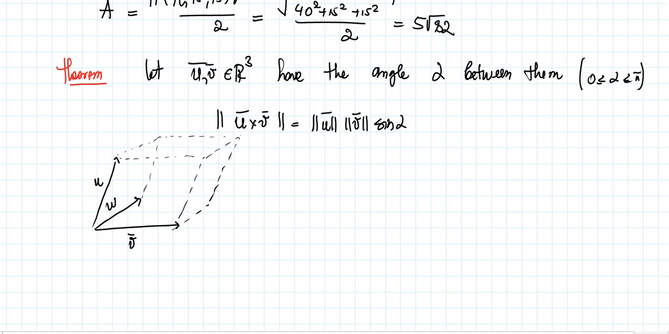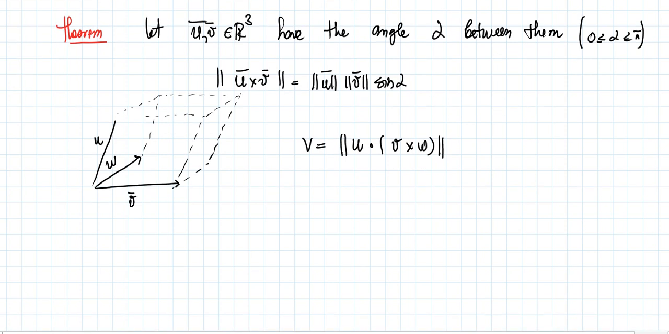So if the parallelepiped is given with the 3 vectors u, v, and omega, then its volume can be found using vector operations. The volume of this parallelepiped is going to be equal to u cross v dot omega, then its norm. So let's do an example quickly.